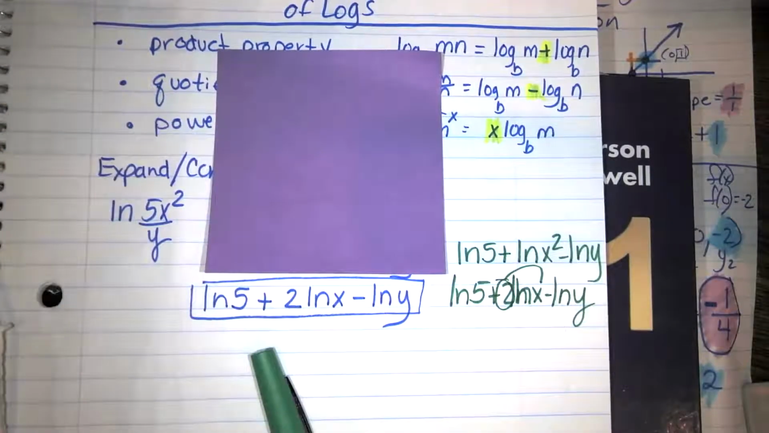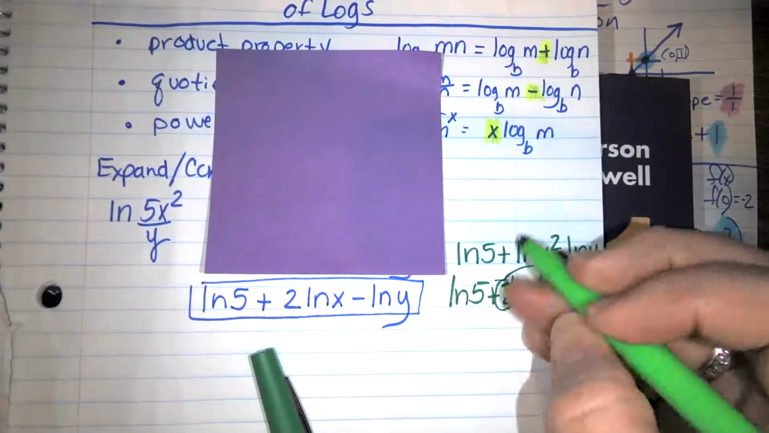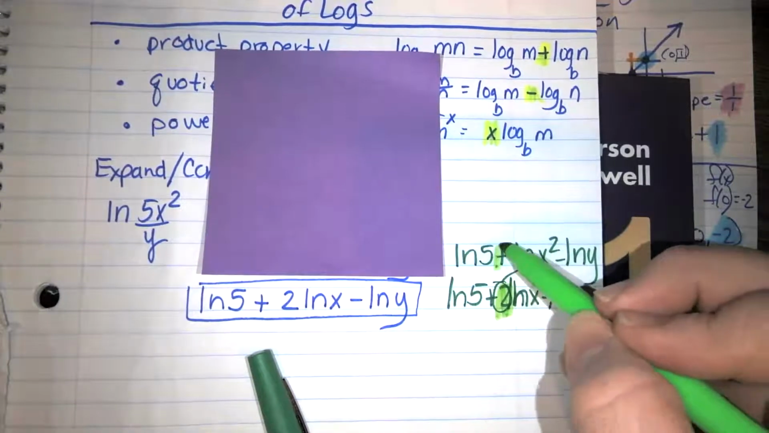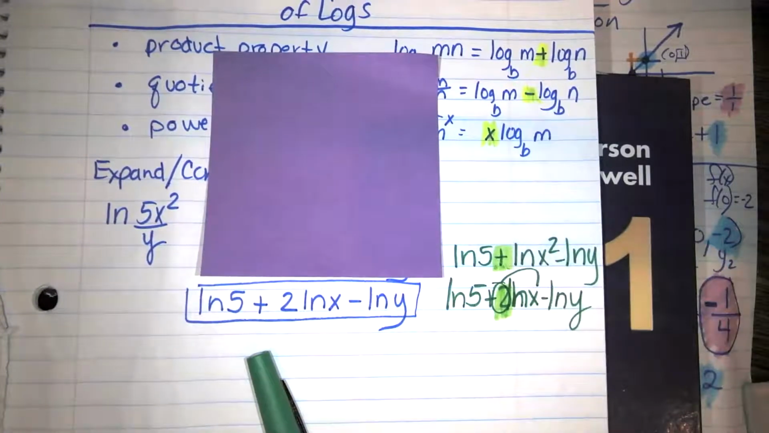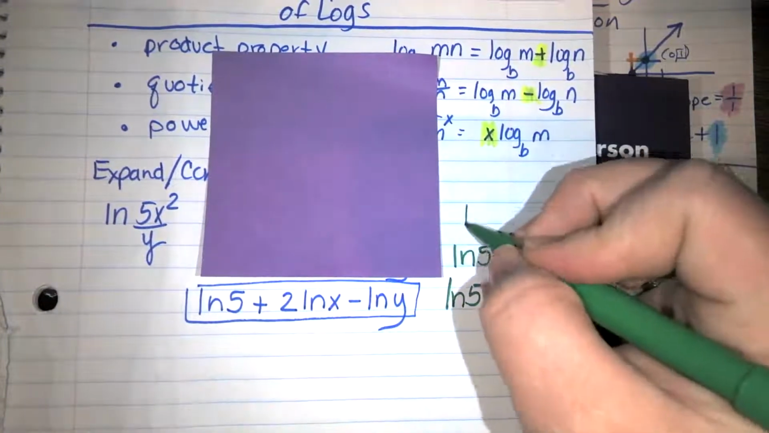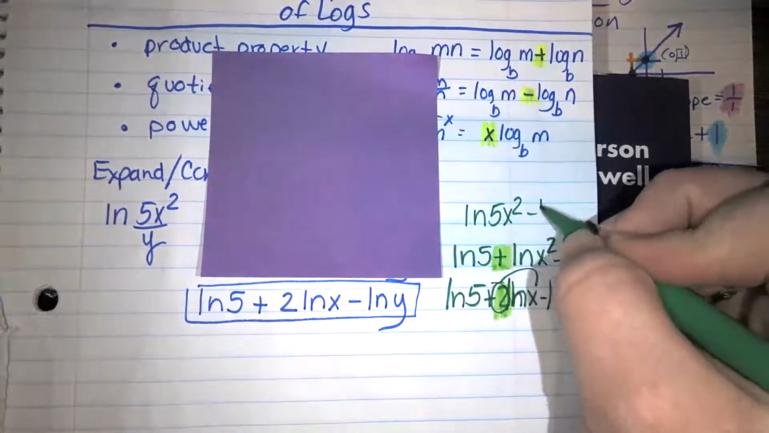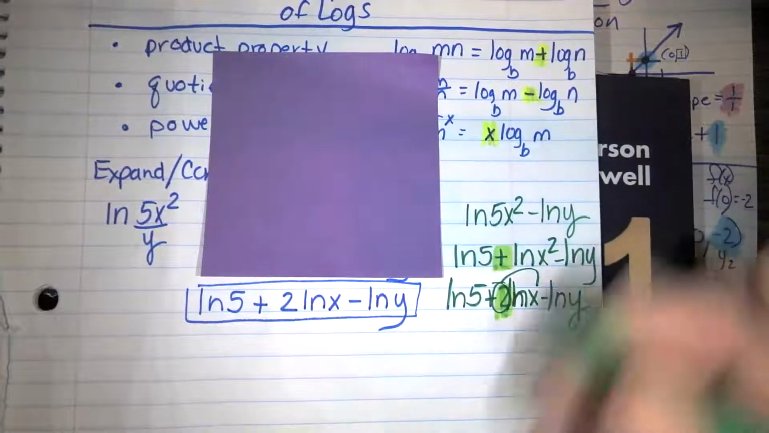Okay. And I'm going to use another marker. So I'm going to do this first. Okay, and then I'm going to highlight. Then I'm going to take care of this plus in between, which really means a product. So I'm going to take ln 5x squared minus ln y.